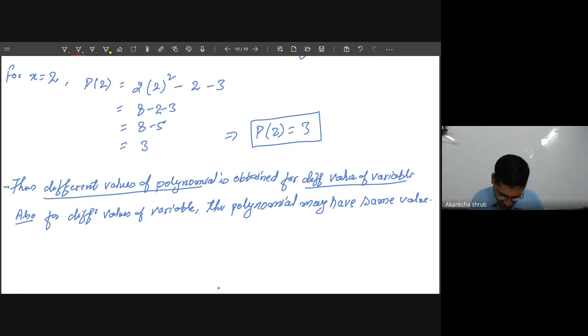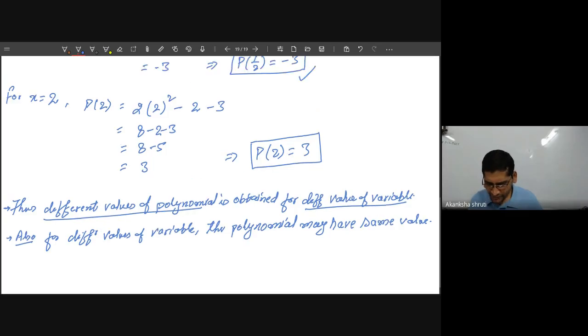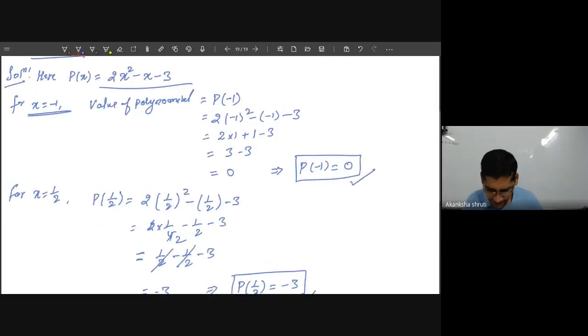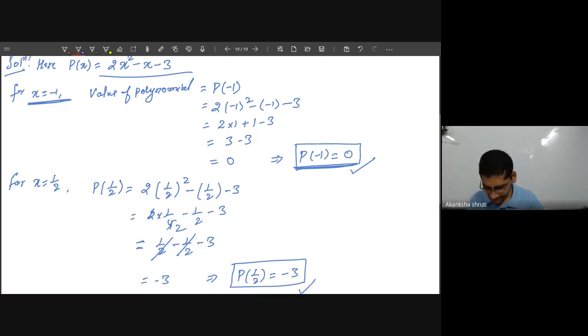Another thing was that the value of the polynomial may be 0. Like here in the first case, for x equals minus 1, x is not 0, but the value of p(x) is 0. P of minus 1 is 0. So such a situation, where for a given value of x, p(x) is 0, is called the zeros of the polynomial. So it is a new concept that we will learn.